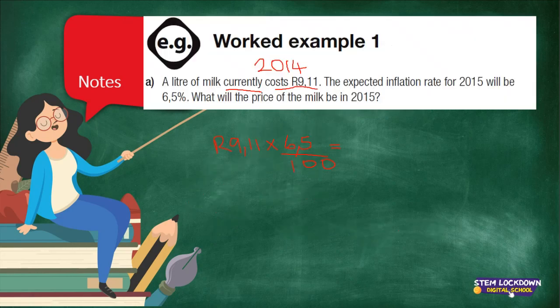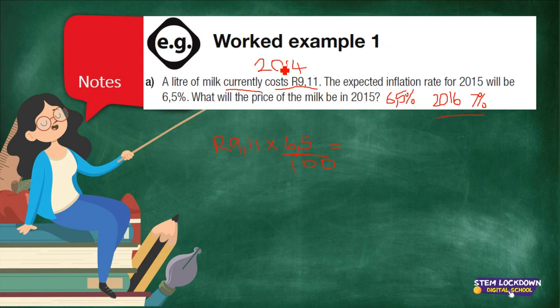Okay, sometimes with these types of questions, they'll give you 2 consecutive years. They'll say in 2015, the increase in inflation was 6.5%, right? And they'll tell you that in 2016, there was a further increase of maybe 7%, right? And then they ask you, what was the price of milk in 2016? Now notice there's 2 years.